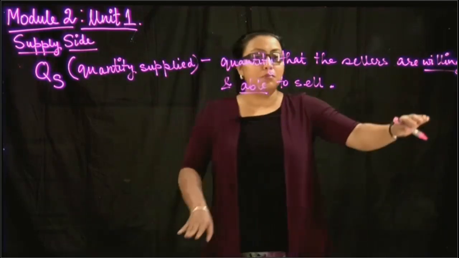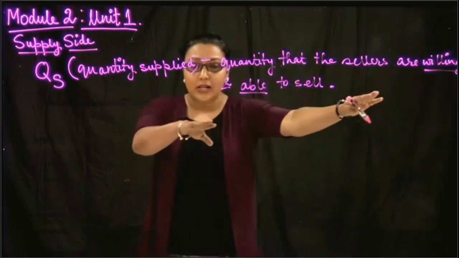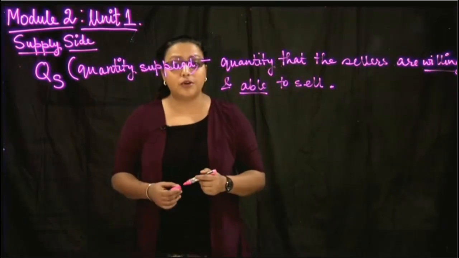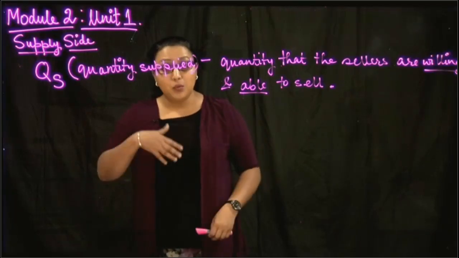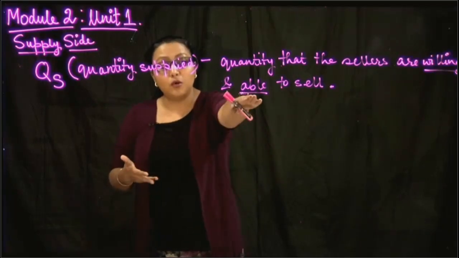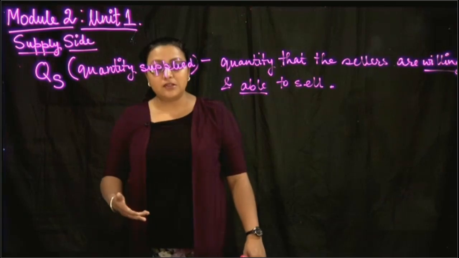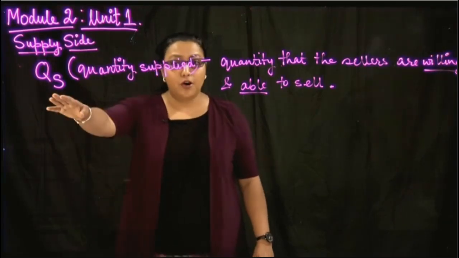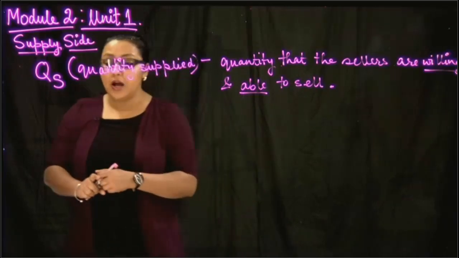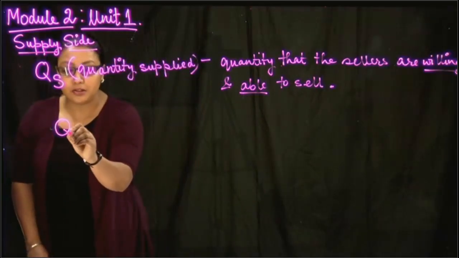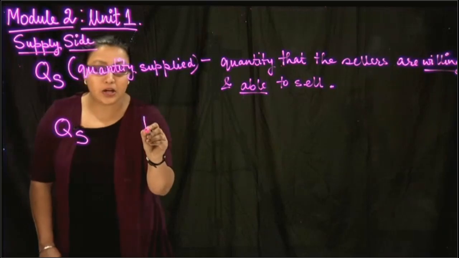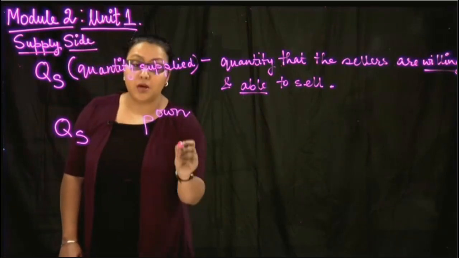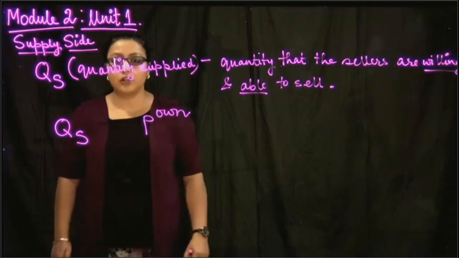Once again, there are two important things to note here: the willingness and the ability of the sellers. So here we are not just referring to what the sellers are willing to sell, but it is also backed by their ability, which means that what price are they willing and able to accept for that quantity. Okay, so we are looking at the relationship between this quantity supplied and the own price, but we are doing that from the seller's perspective, where own price is the price of the commodity.